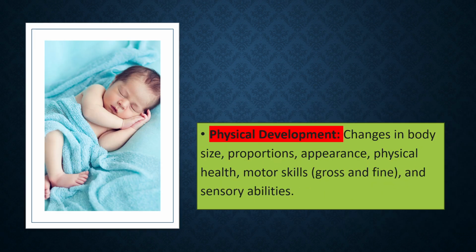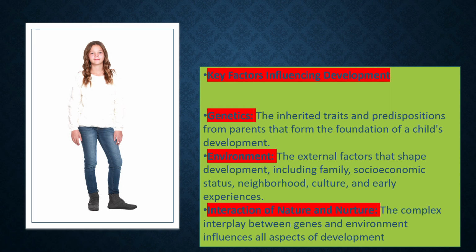Then we have learned about four domains of development: physical development, cognitive development, social development, and emotional development. After that we have learned about the factors. We have learned about 3 factors, that is genetic factors, environmental factors, and interaction of nature and nurture, which affect the development of the child.